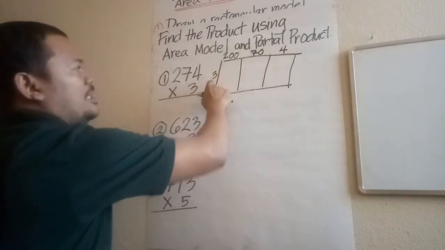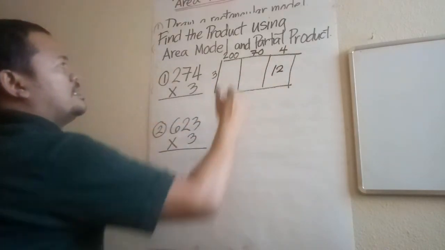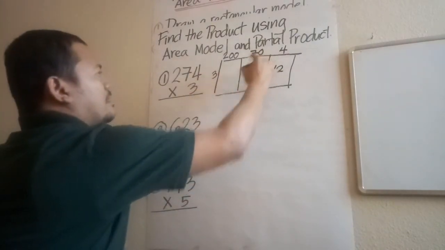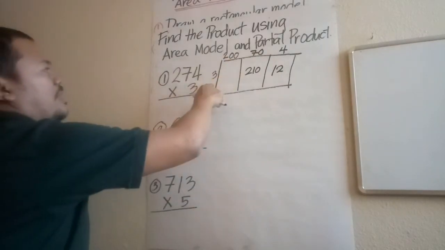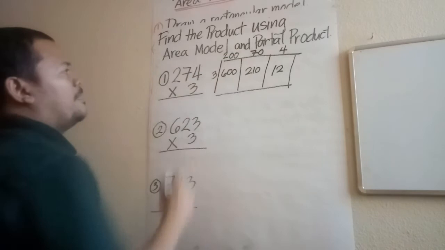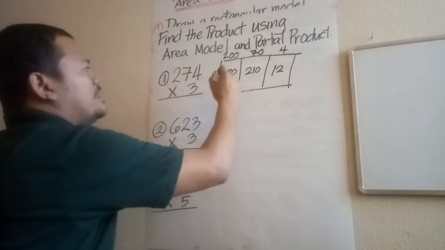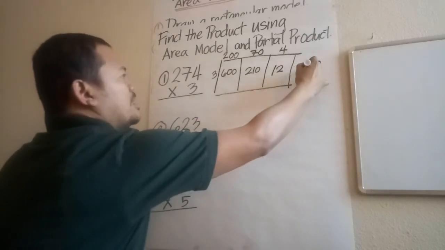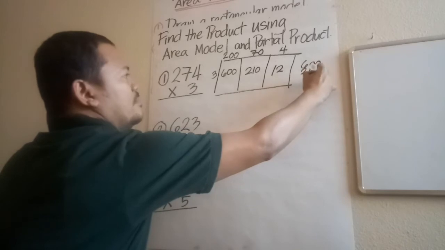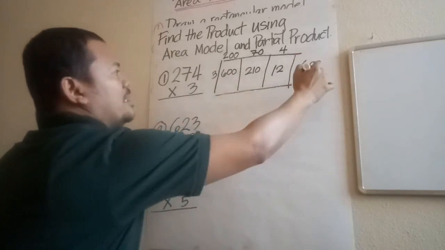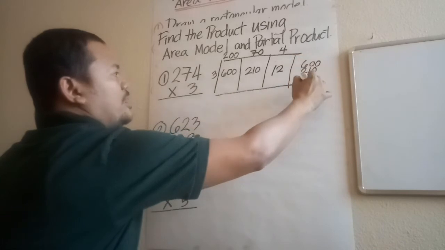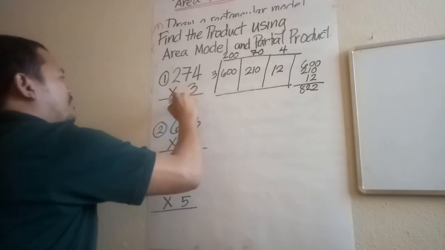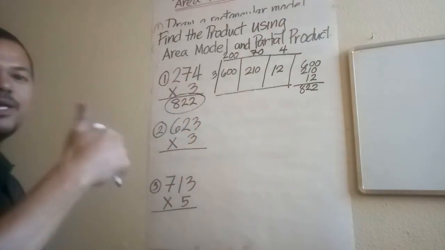Now 4 times 3 equals 12. 70 times 3, how much? It's 210. Next, 200 times 3 equals 600. So the answer is 600, 210, and 12. So you add them all together, 600 plus 210 plus 12. 0 plus 0 plus 2 equals 2. 0 plus 1 plus 1 equals 2. 6 plus 2 equals 8. The answer is 822. Right there, 822. Who got the correct answer?